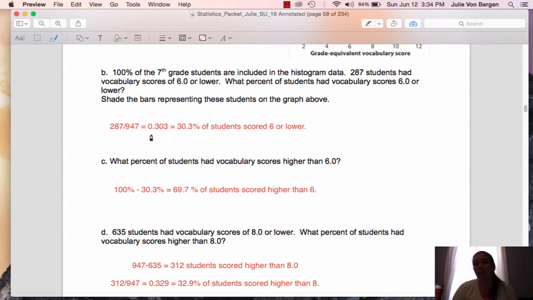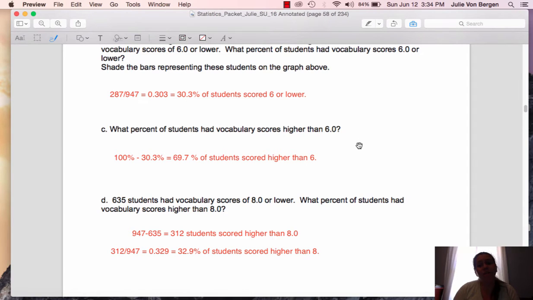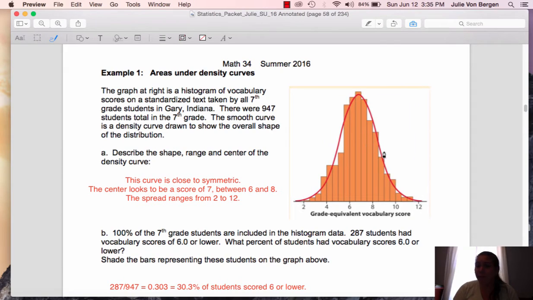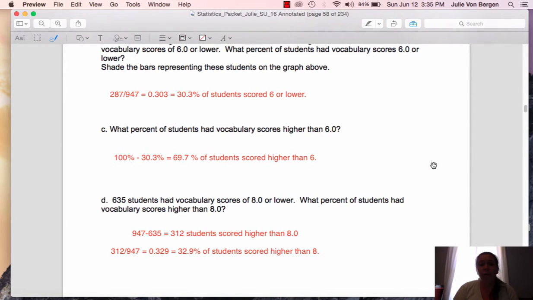So when we're calculating the percent or the area on the graph, we want to take the values and make a fraction to find the percent. If we want to think about what percent of students had vocabulary scores higher than 6, we know that's going to be everything that we didn't shade over on this side of the graph. So we know there's 100% total students in our distribution graph here. So instead of trying to count bars, we can make things a little more simple on ourselves by calculating 100% minus 30.3%, and our total is 69.7% of students. So that's the remaining part that scored higher than 6.